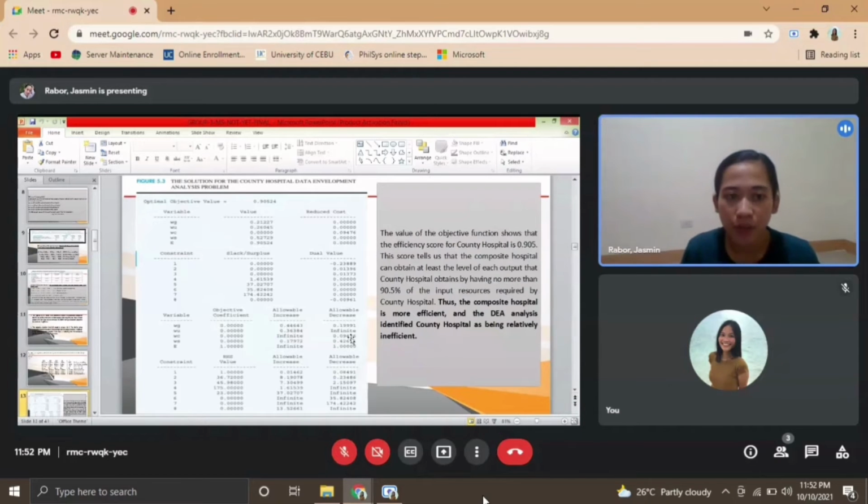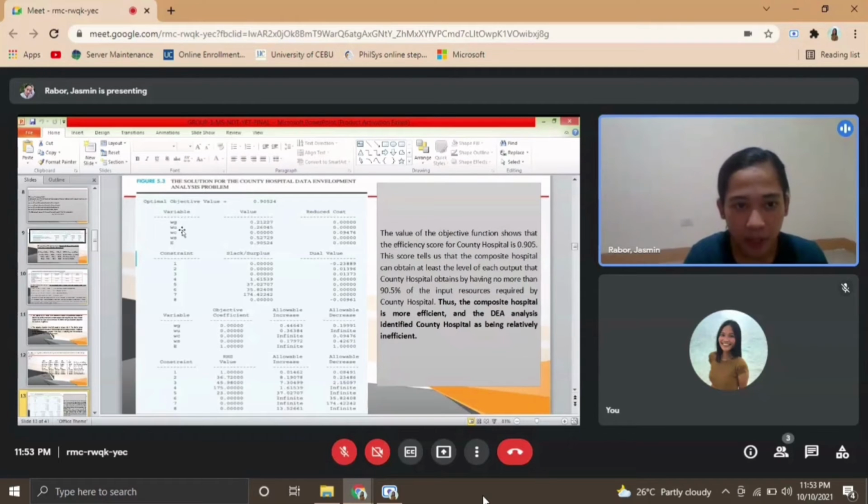So figure 5.3 shows the solution for the county hospital data envelopment analysis problem. So the value of the objective function shows that the efficiency score for county hospital is 0.905. This score tells us that the composite hospital can obtain at least the level of each output that county hospital obtains by having no more than 90.5% of the input resources required by county hospital. Thus, the composite hospital is more efficient and the data envelopment analysis identified county hospital as being relatively inefficient.